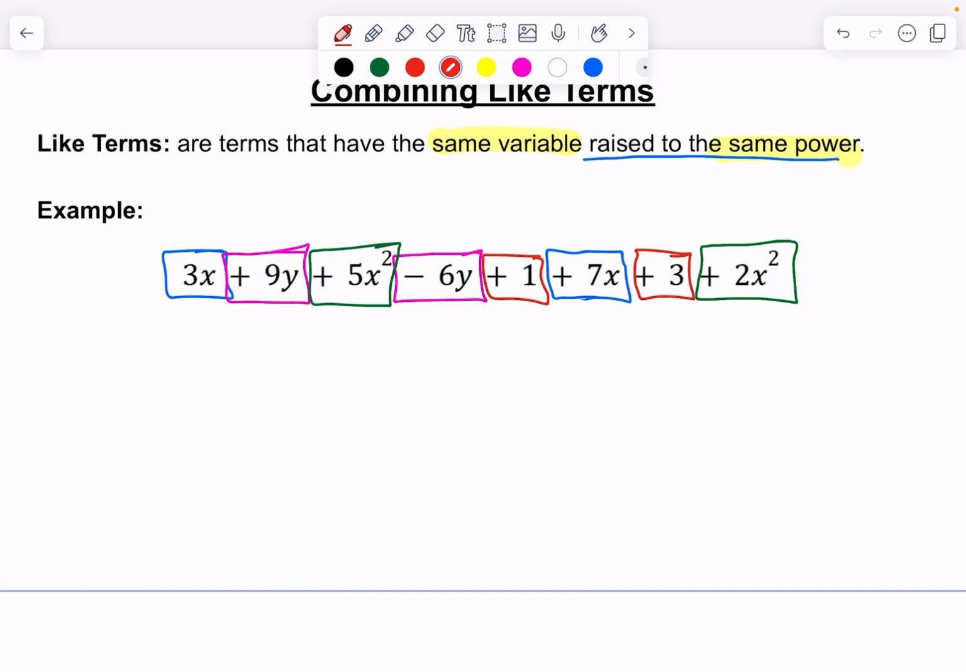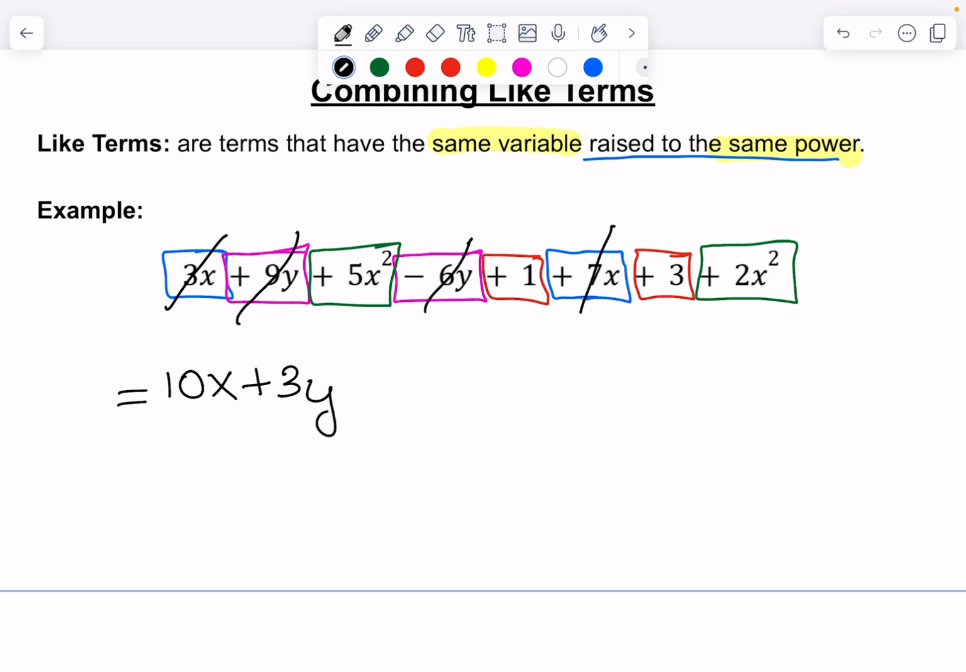Now that we have color-coded and we know which ones go with what, we can write our final answer. So, let's take a look at the first one. We have 3x, and we said that went with the plus 7x. So 3 plus 7 is 10, so we have 10x. That gets rid of this one and this one. Next up was the plus 9y, and that went with the minus 6y. So 9y minus 6y is 3y.